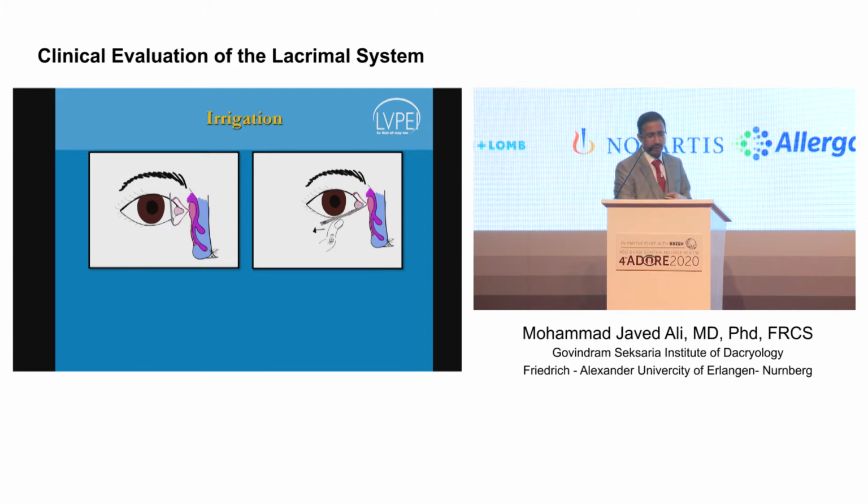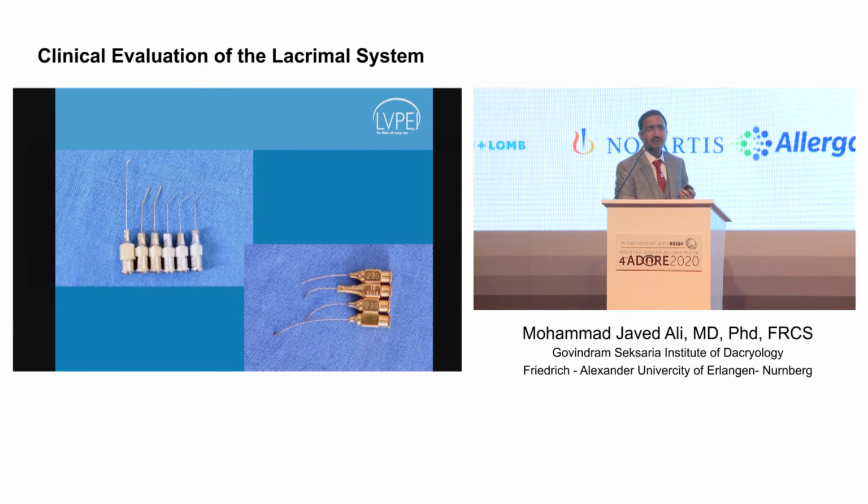So as I was talking about, you irrigate whichever way it is. I usually prefer the upper punctum rather than the lower one for irrigation because the upper punctum has a little more direct access into the sac, and you want an intra-sac irrigation rather than a canalicular irrigation.